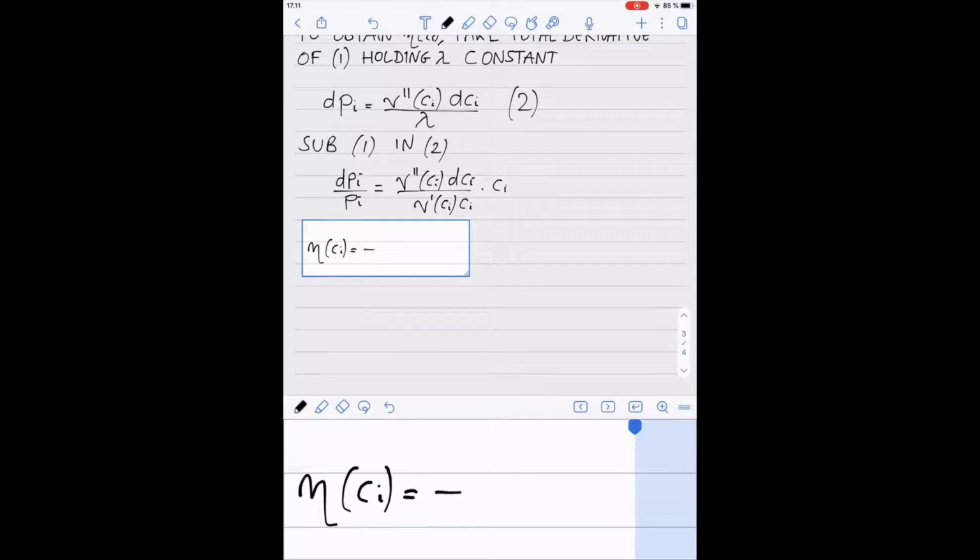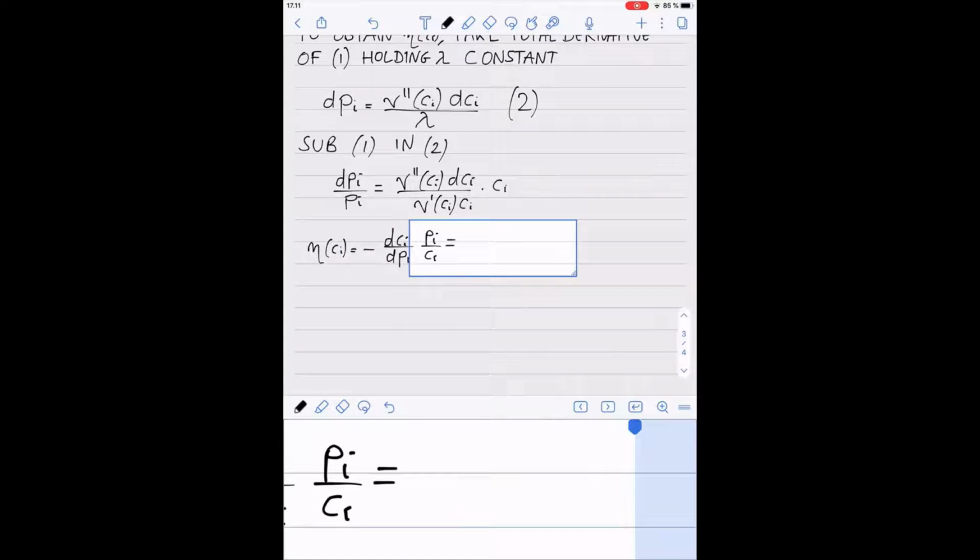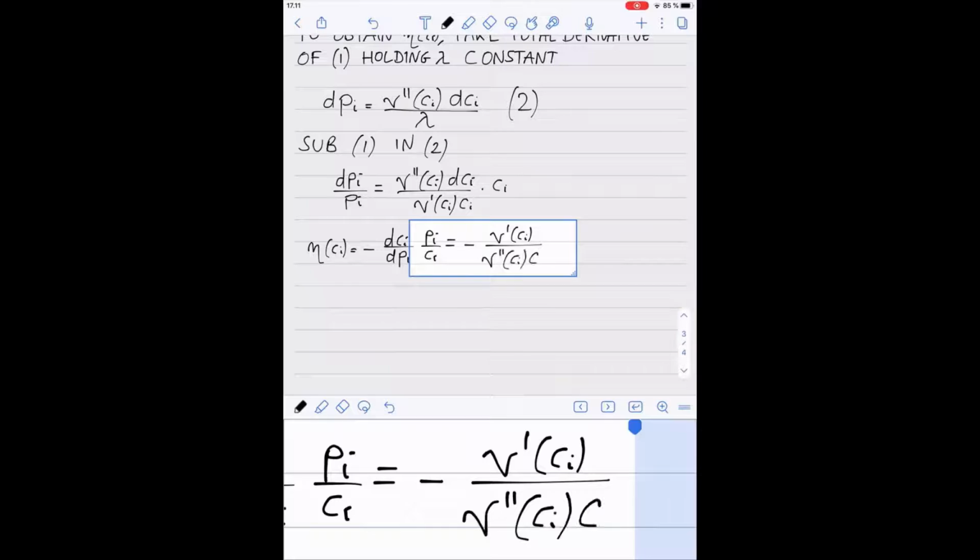So recall that we define it as a negative sign times dci in dpi times pi over ci, which equals minus v prime of ci over v double prime of ci times ci. Okay, and recall v double prime is negative, so the fact that we have a negative sign in front of it suggests that the eta is positive. Now, what can we make of these etas?